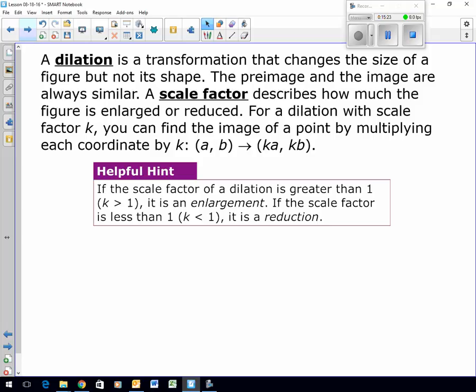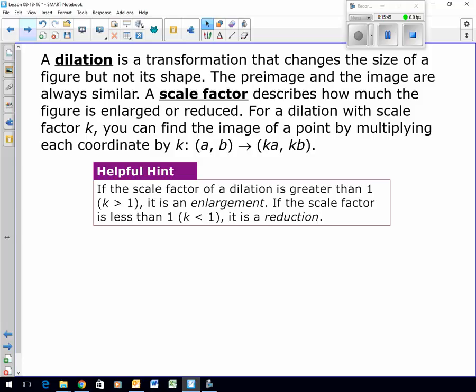A dilation is a transformation that changes the size of the figure, but not its shape. The pre-image and the image are always similar. Stop right there.